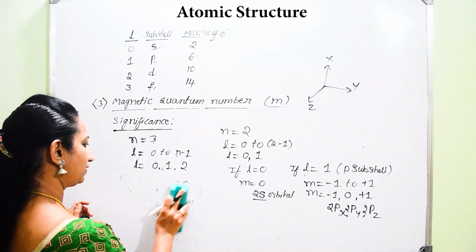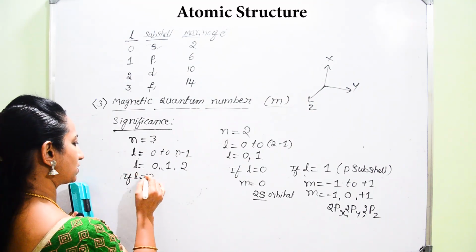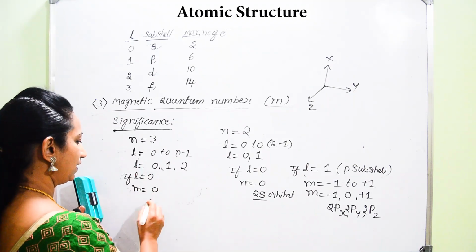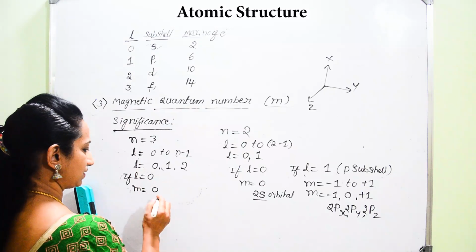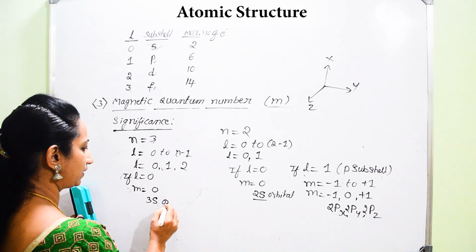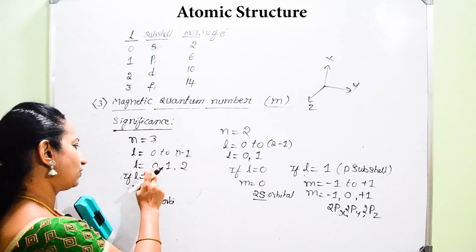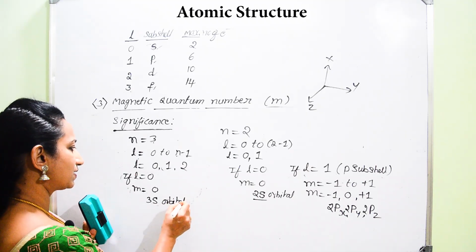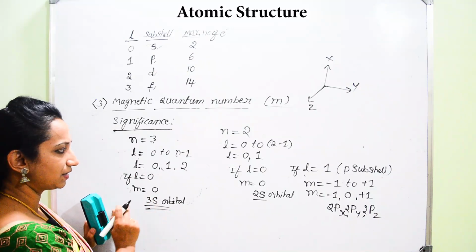Very first, let me start with the case where L is equal to 0. Then m is also equal to, obviously you already know the answer, m is equal to 0. Which orbital is it representing? L is 0 means subshell s, and here m is equal to 0 means s orbital, and it belongs to the third energy level, 3s orbital. If n is equal to 3 and L is equal to 0, we can represent only 3s orbital, because the s subshell contains only one orbital, that is the s orbital. Hence it is the 3s orbital.